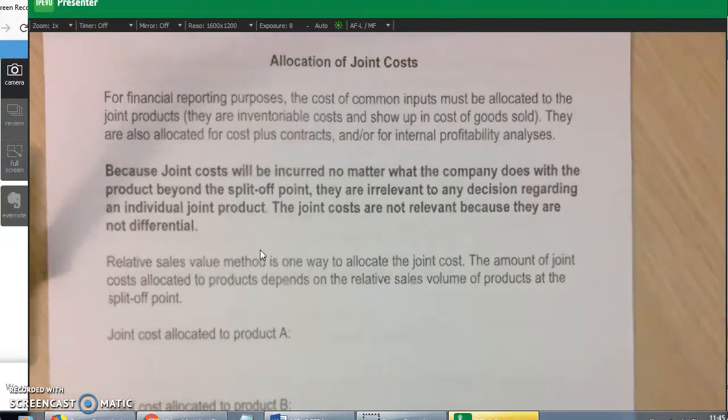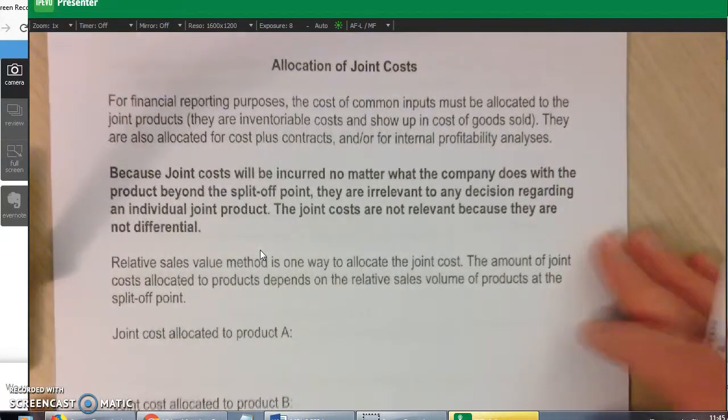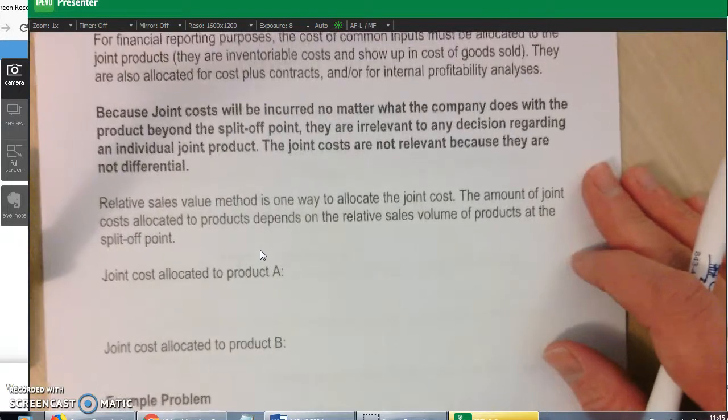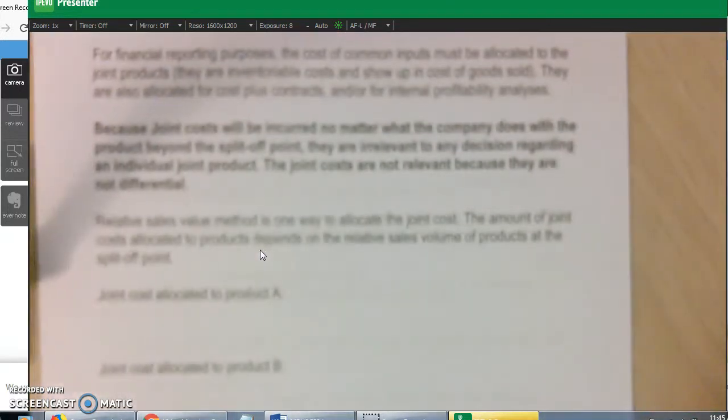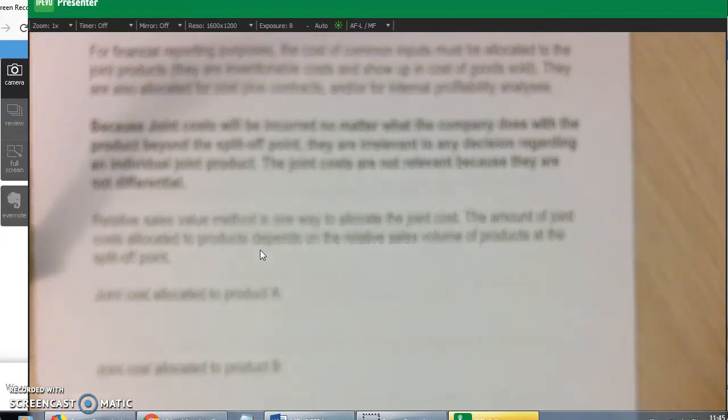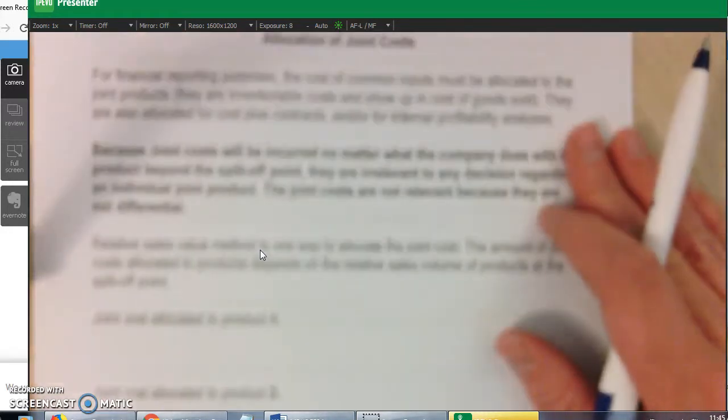Okay, so let's talk now about how to actually go through and allocate out those joint costs. And what I say over here is for financial reporting purposes, I actually have to do that. So they will show up in cost of goods sold. They will show up in inventory.